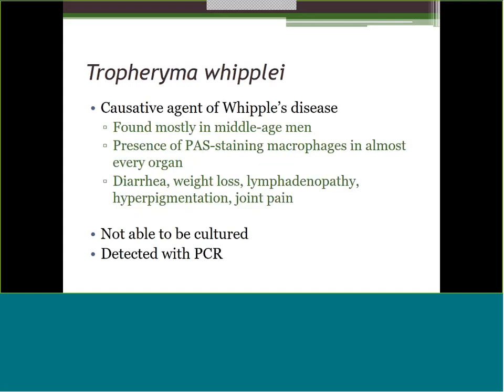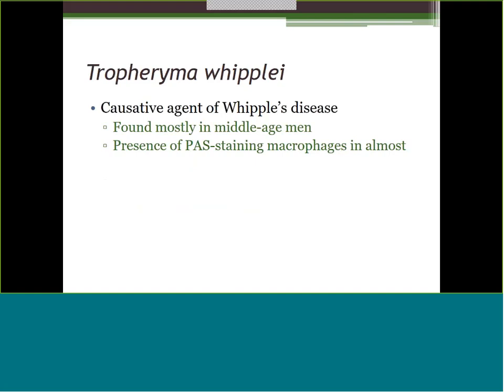I can never pronounce this one. Tropheryma whipplei causes Whipple's disease, which affects more men. So diarrhea, weight loss, enlarged lymph nodes, joint pain. So very similar kind of stuff to some of the other infections. But we can't culture this one either. Again, we would detect it with PCR.